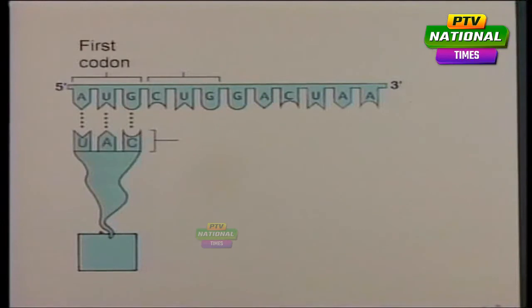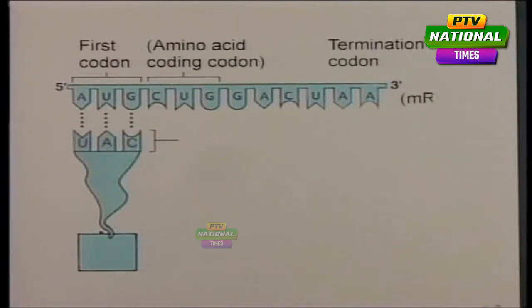Now, the messenger RNA has, firstly, ribosomal binding sites that contain the AUG triplet codon, which is called the starting or initiation codon. Secondly, it contains amino acid coding codons. And thirdly, it contains a termination codon, UAA, present at the end of the messenger RNA. Mostly, messenger RNAs have a length of about 900 to 9,000 nucleotides, coding for 300 to 3,000 amino acids.